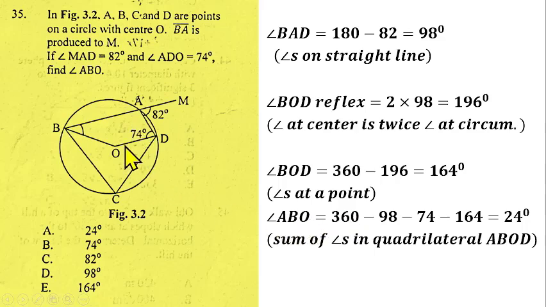So that means angle ABO we are looking for will be 360 minus the angle here, minus the one here as well. So that will be 360 minus 98 minus 74 minus 164. And that will give us 24 degrees. Sum of angles in a quadrilateral. So that makes option A the correct answer for question number 35.